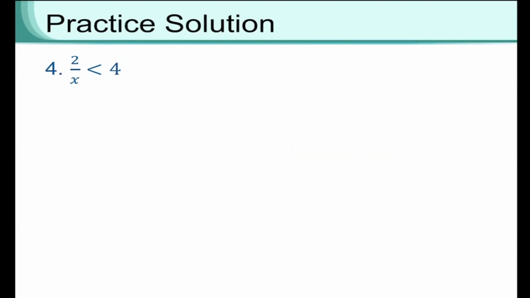Okay, now let's solve problem number 4. 2 over x is less than 4. The common mistake of students here is to multiply x to both sides of this inequality. Why can't we do that? We cannot multiply x to both sides because we don't know the sign of x. x could be positive, x could be negative. If x is negative, then it will change the inequality direction. If x is positive, then we have to keep this inequality.